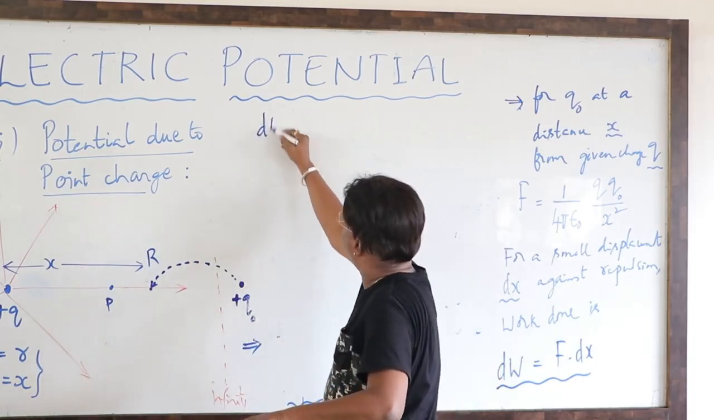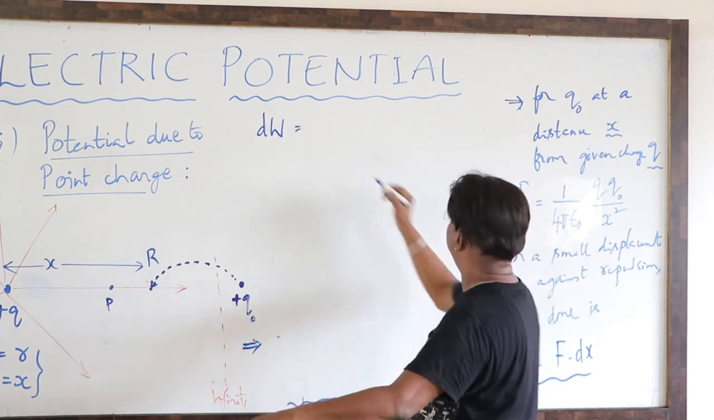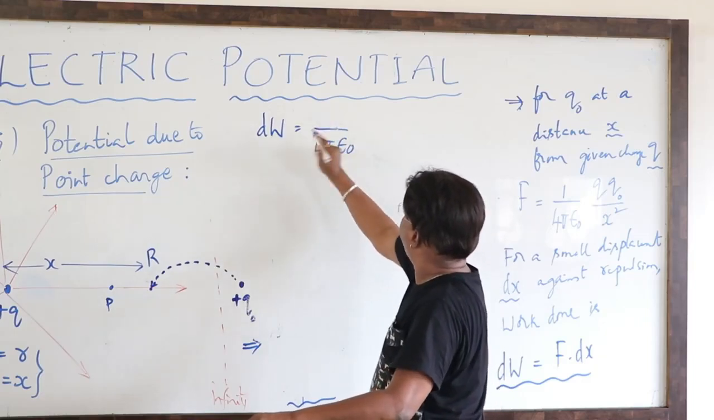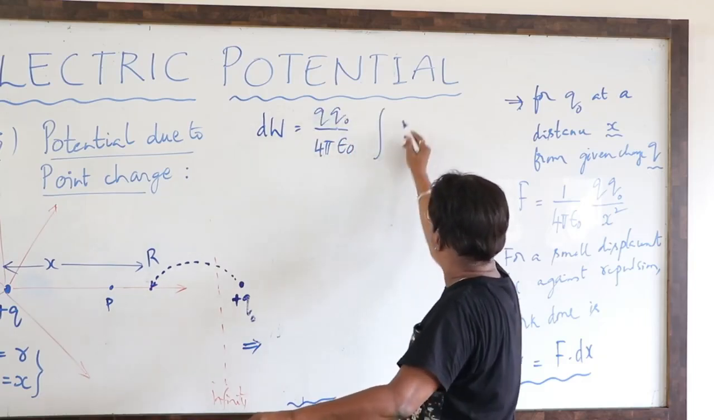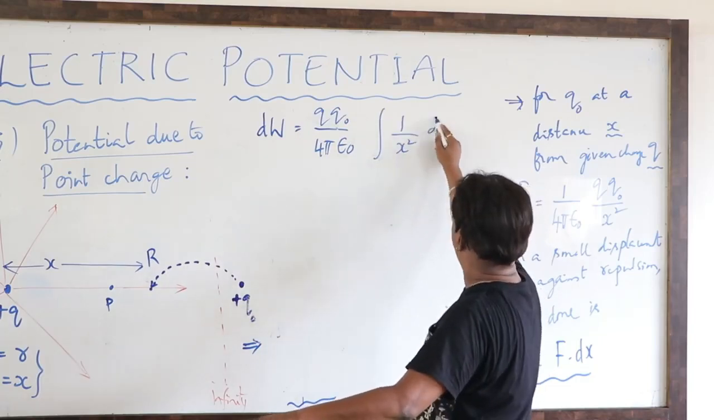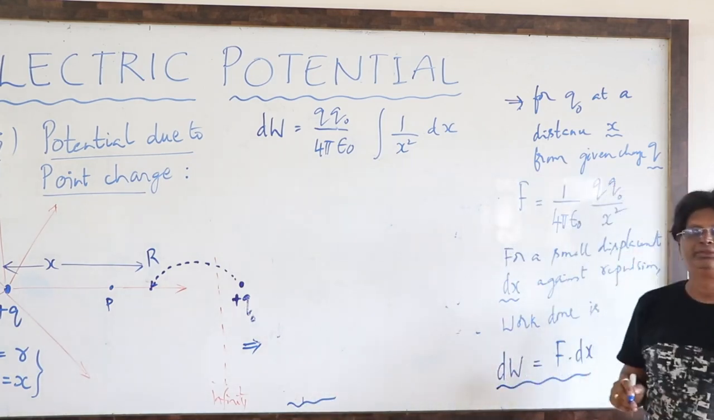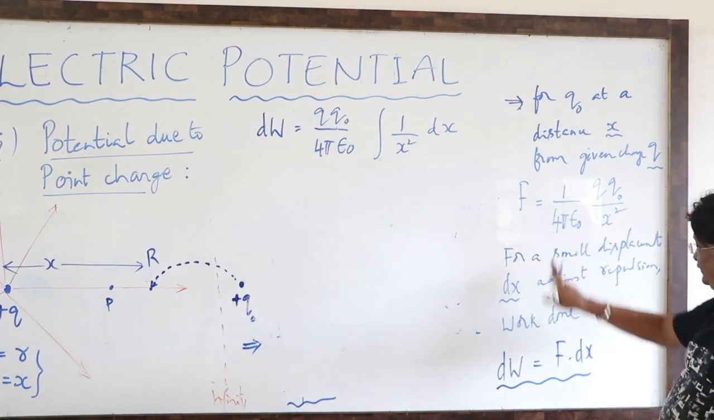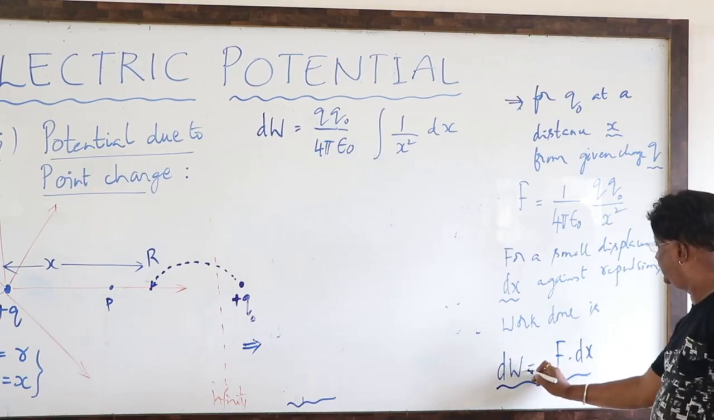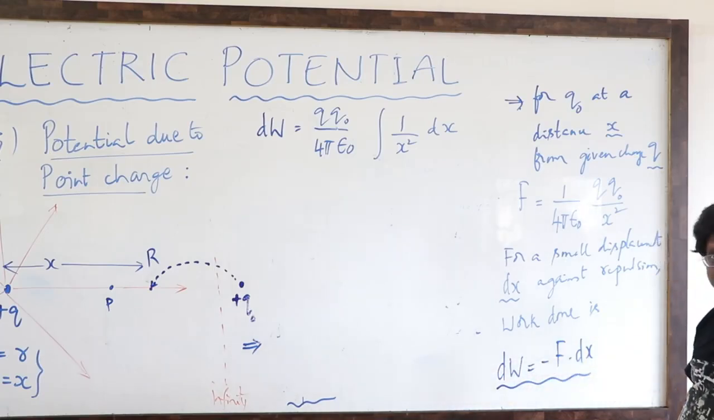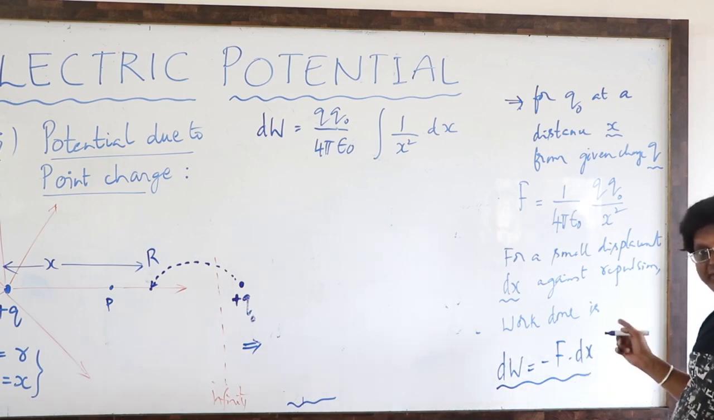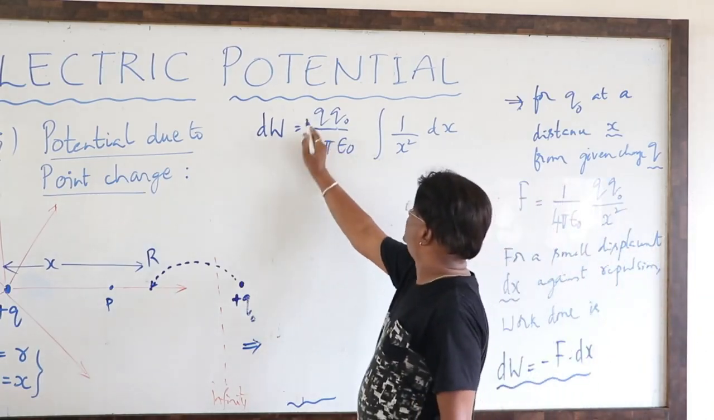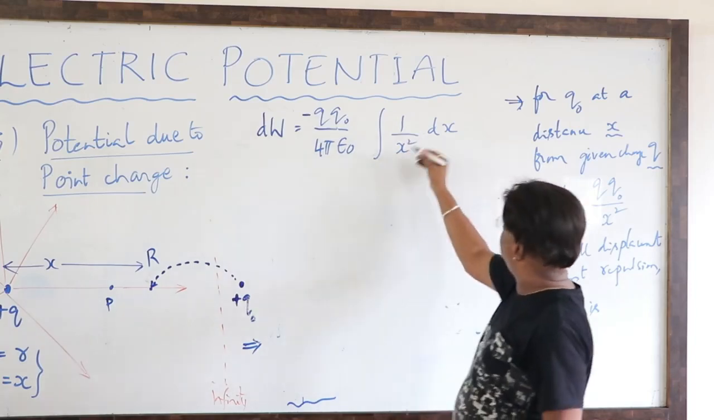Therefore now I am writing dw is equal to 1 by 4 pi epsilon naught, all constants, and of course q naught is also constant, times integral 1 by x square dx. And of course remember, this is a repulsive force, and this dw is also minus F dx. Why minus F dx? F cos theta is there, against the force, therefore it is minus F dx. So I will also use that negative sign here, and this is integral 1 by x square.